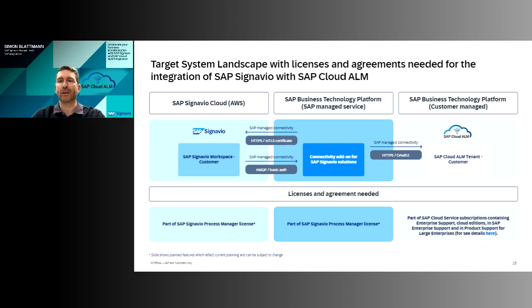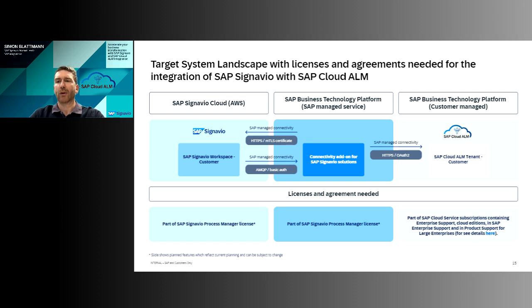License-wise, the integration is part of the SAP Signavio Process Manager license. So there are no additional licenses or usage fees relevant which are happening for the integration. And SAP Signavio is available as part of your SAP Cloud Service subscription, as part of the cloud maintenance contract, and is also free of charge for customers which have any SAP Cloud product subscribed.